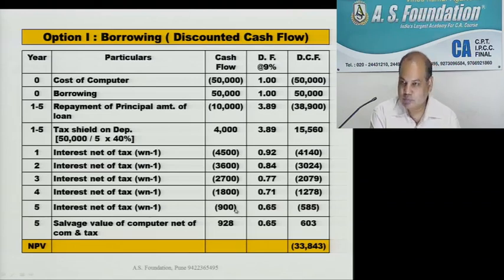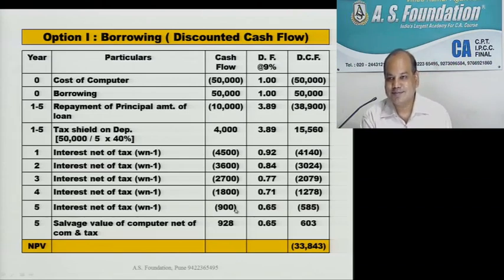Anybody wants to answer? Yes. 8,700 is partially right. I knew you would say 8,700, but that is partially right. Yes, any other answer? Try. You are CA. If you will not do, who will do?